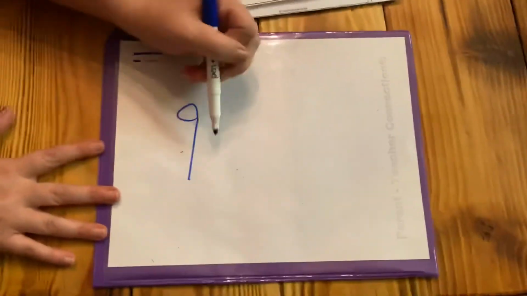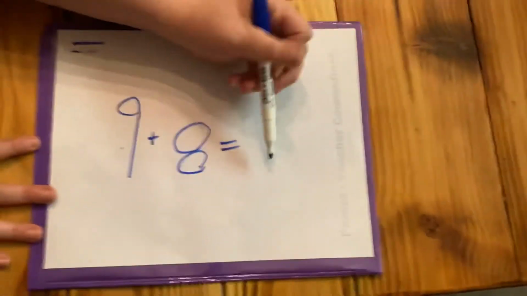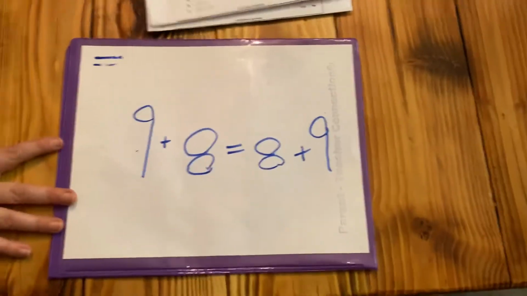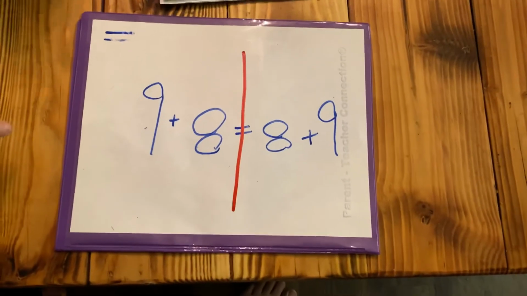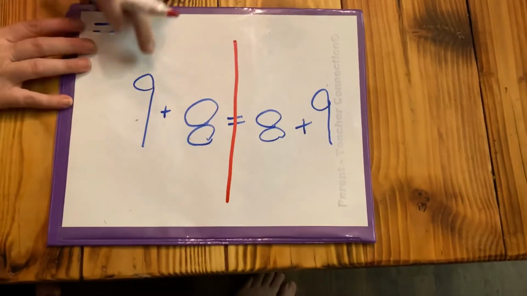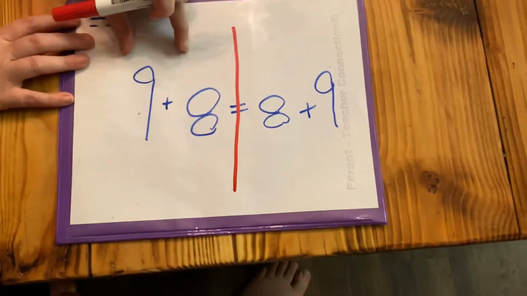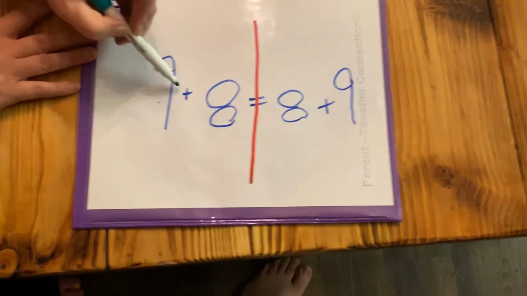We are going to have 9 plus 8 equals 8 plus 9. Let's split my house. I'm going to look at something. Boys and girls, I have 9 plus 8 and 8 plus 9. So I have the same 2 numbers on each side and they're both doing addition. So I'm going to solve it.